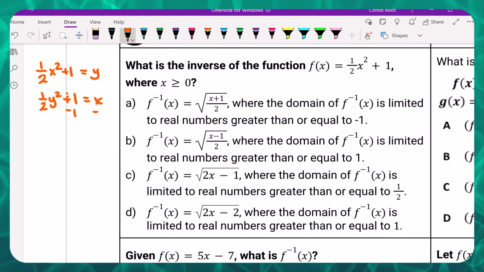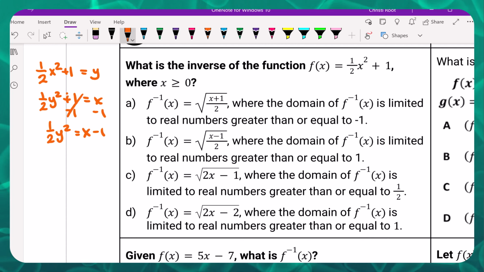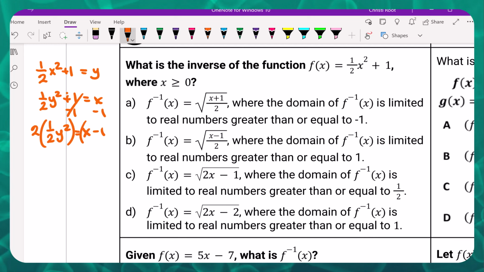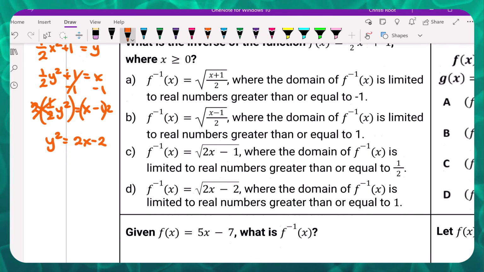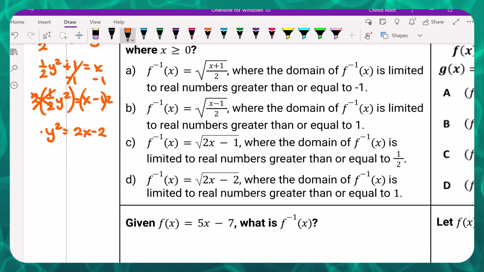And I'm going to get y isolated. When you get rid of this 1/2, you are supposed to multiply both sides by 2. That means all of this side. So I have 2x minus 2 here. And then to get rid of the y squared, you have to take the square root of the entire side.